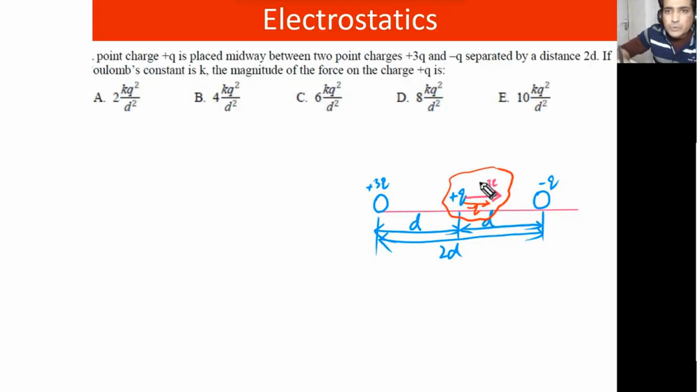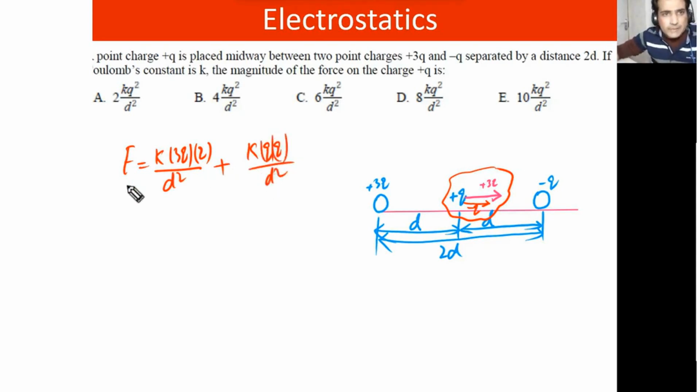So now the total force on this one will be equal to the force due to this plus the force due to this. So then you can calculate. This will be k times 3q over d square, here you have a q. Don't worry about negative signs now, because the direction is the same, so the force is in the same direction. Plus the other force, k times q over d square, and you can add and you will get your answer.